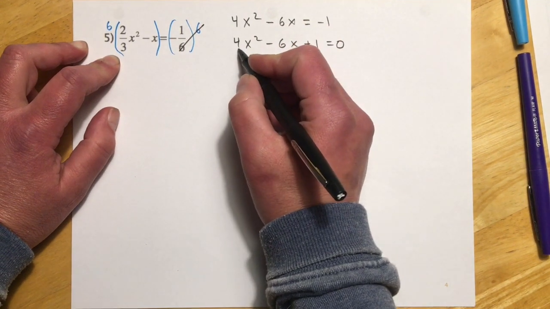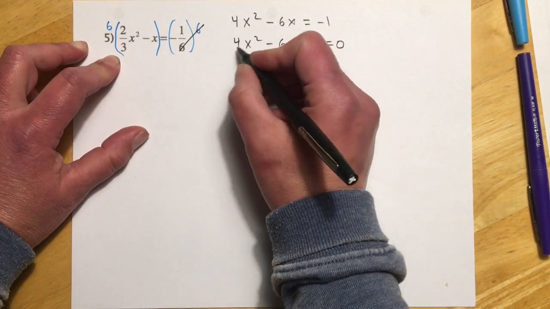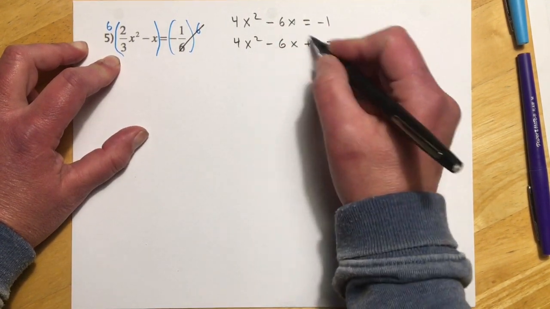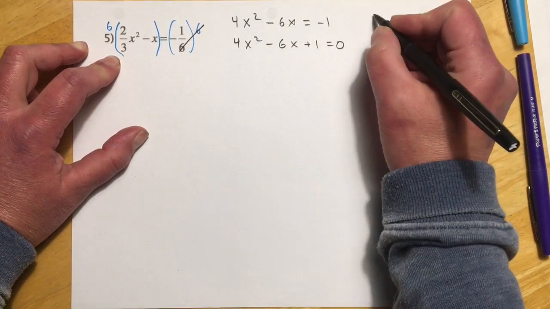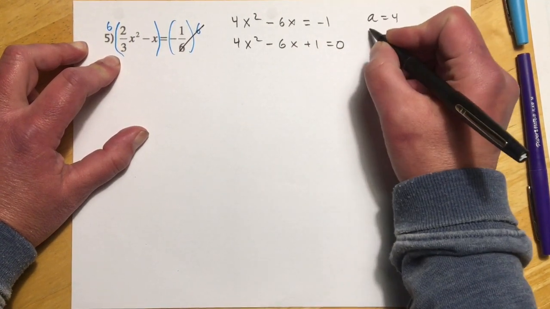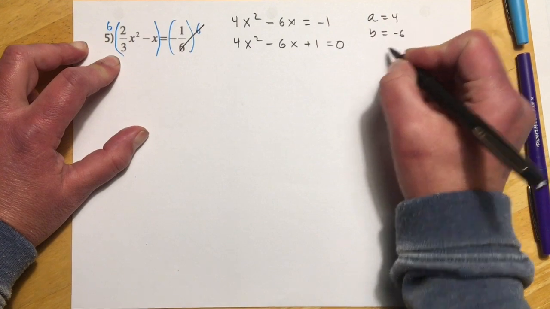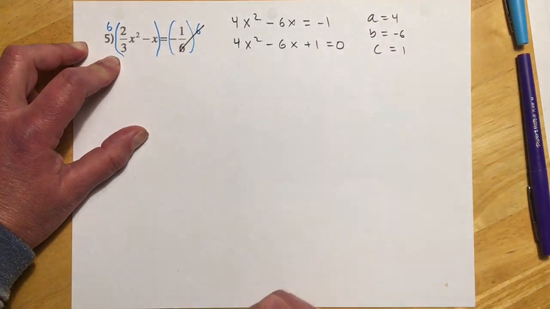A is not 1, so I definitely do not want to complete the square because I'd have to divide that 4 through, and then I'd have a bunch of fractions everywhere. So here we have A is 4, B is negative 6, and C is 1.